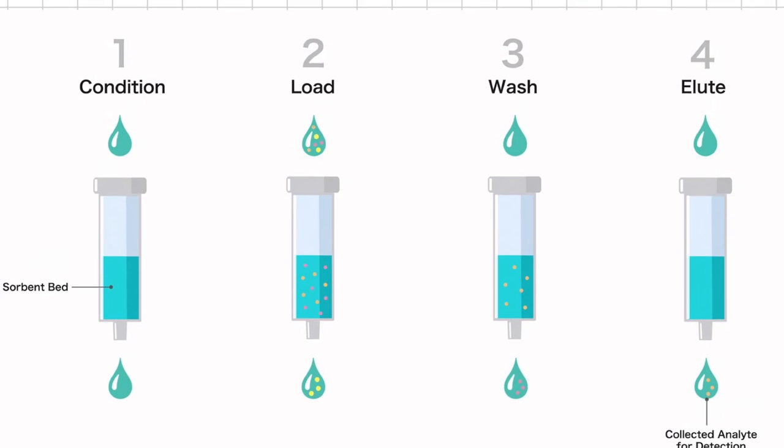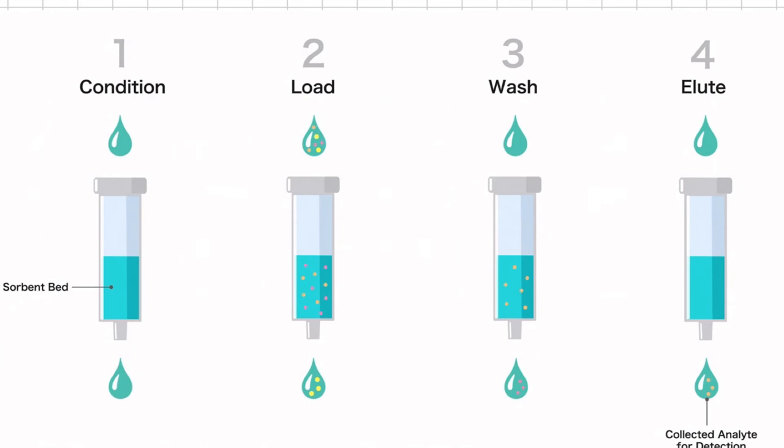If we look closely here, this is the cartridge which has been conditioned with the solvent. As you see, the color of this cartridge has turned green because of the filling with the solvent. This is the sample, and it consists of three types of particles: the yellow particles, the orange particles, and the pink particles. Actually, the orange particles are our analytes.